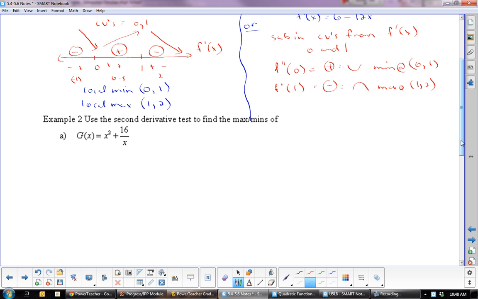So sub in your CVs from your first derivative. If they give you a positive value, it must be concave up, so it's a min. If it gives you a negative value, it must be concave down, so it's a max at that point. Make sense? So that's the only new thing today. You take the CVs from the first derivative and put them into the second derivative.